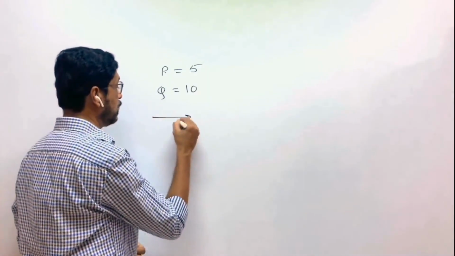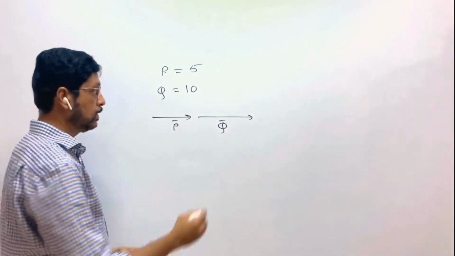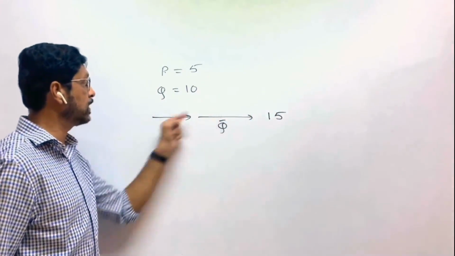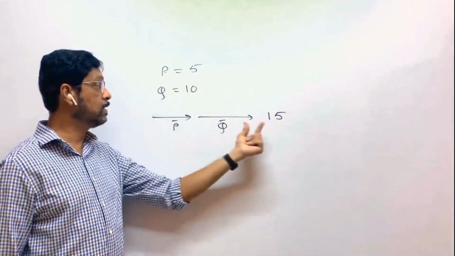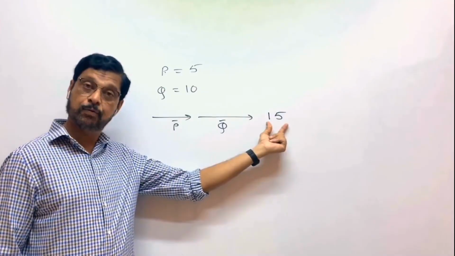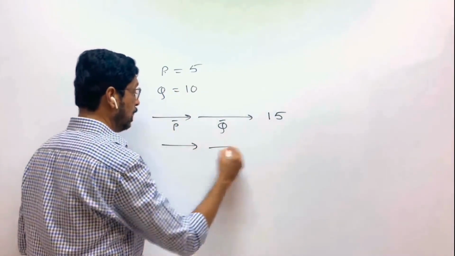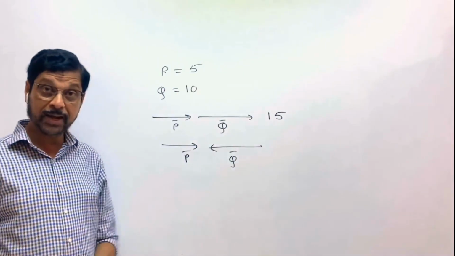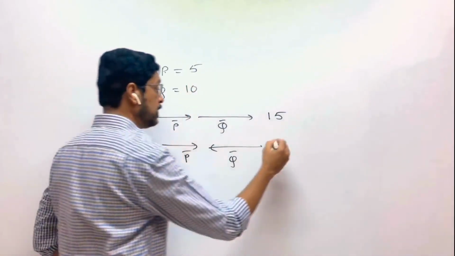If P and Q both are in the same direction, then their resultant will be 5 plus 10, that is 15. So the resultant of these two can be maximum 15, and when will it be minimum? If they are in the opposite direction. When will it be minimum? When they are in the opposite direction. How much can the minimum be? 10 minus 5, that is 5.